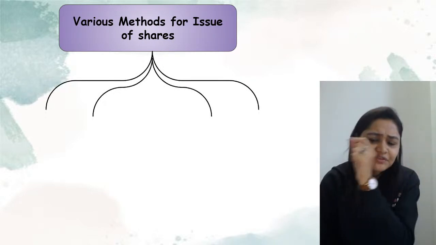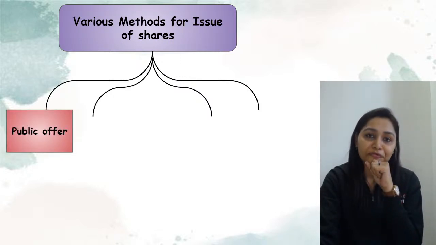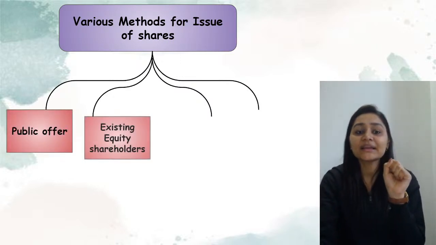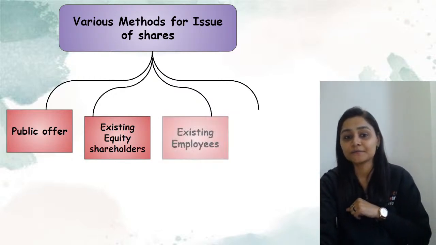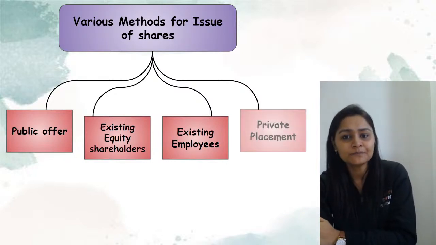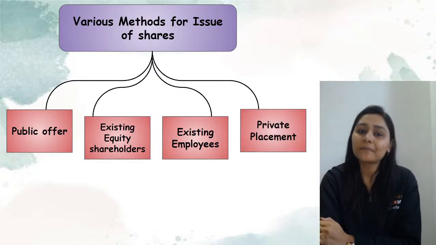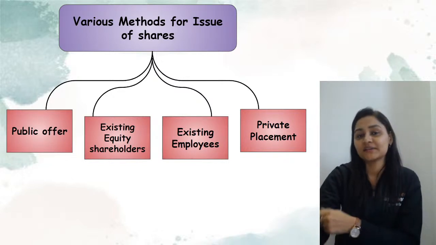The very first method that comes for issuing of shares is public offer. Second way is existing equity shareholders को offer करना. Third is existing employees को offer करना. And lastly, it's by issuing of shares with the mechanism of private placements.